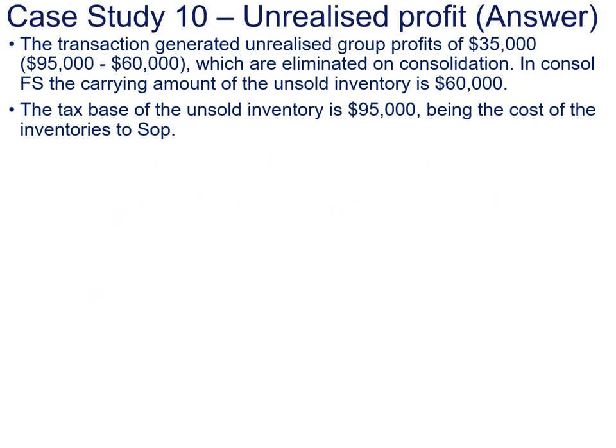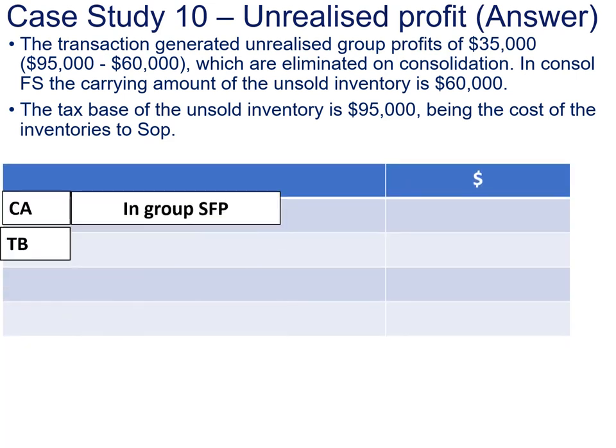Okay, so the transaction generated unrealized group profit of $35,000, which is eliminated on consolidation, of course, because it's an intra-group transaction. In consol financial statements, the carrying amount of unsold inventory is a cost to the group of 60,000. The tax base of unsold inventory is 95,000, being the cost of the inventories to SOP. So if you're looking at SOP's books, SOP bought it for 95,000 in its own separate books. That's the tax base, and therefore the carrying amount in group financials is 60,000.